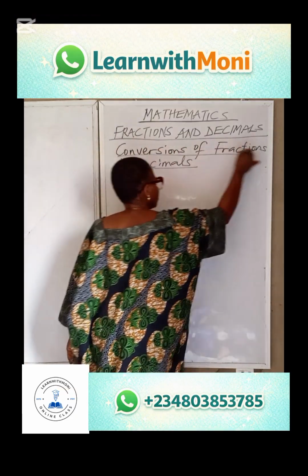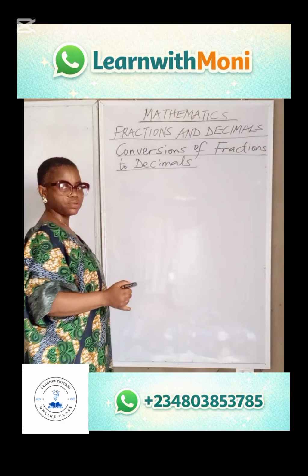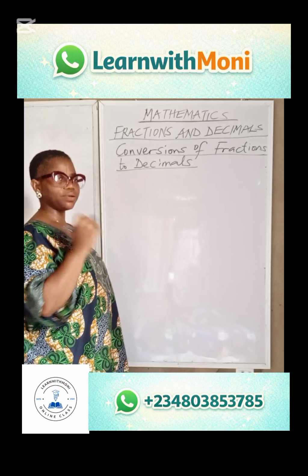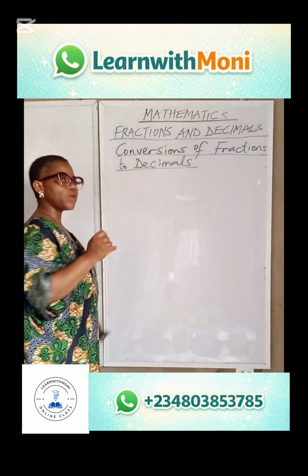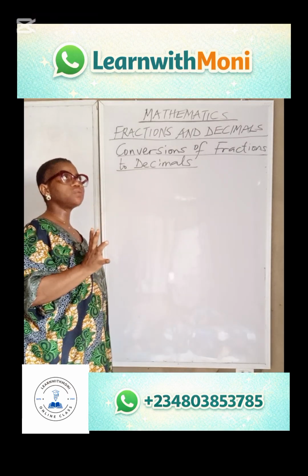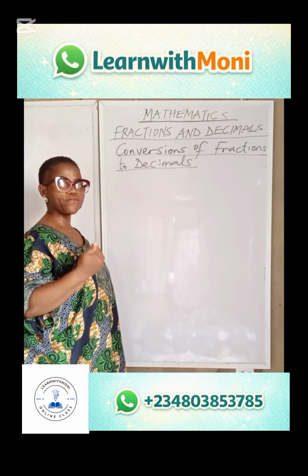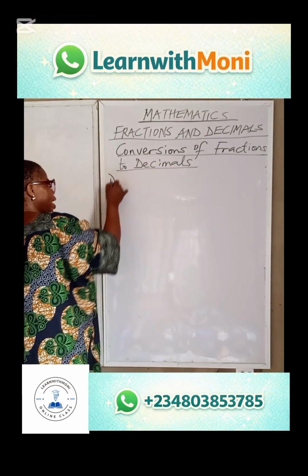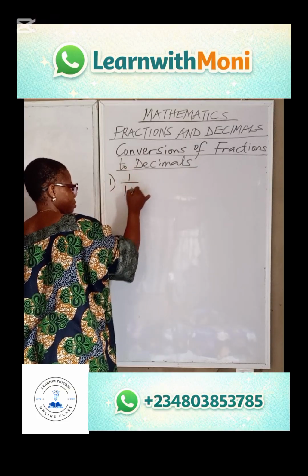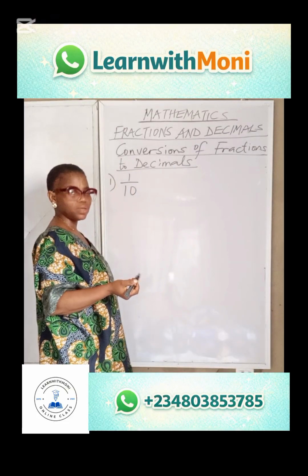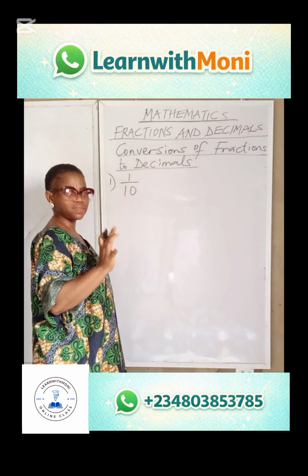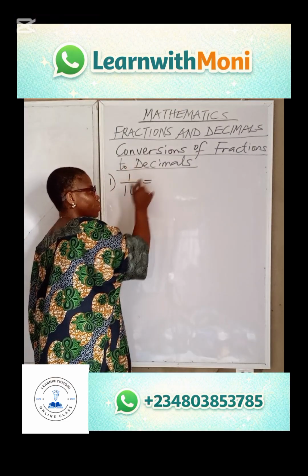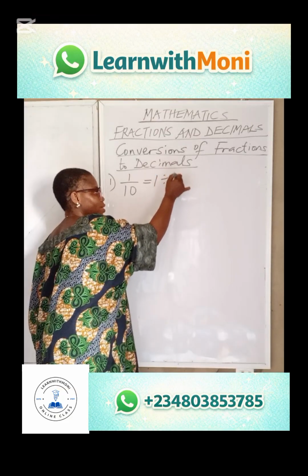I'll take this first. The easiest conversion there is the conversion of fractions that have multiples of 10 as their denominator. For example, when I have 1 over 10, I want to convert it to a decimal. This is one of the easiest conversions. Let us see how to. 1 over 10 means 1 divided by 10.